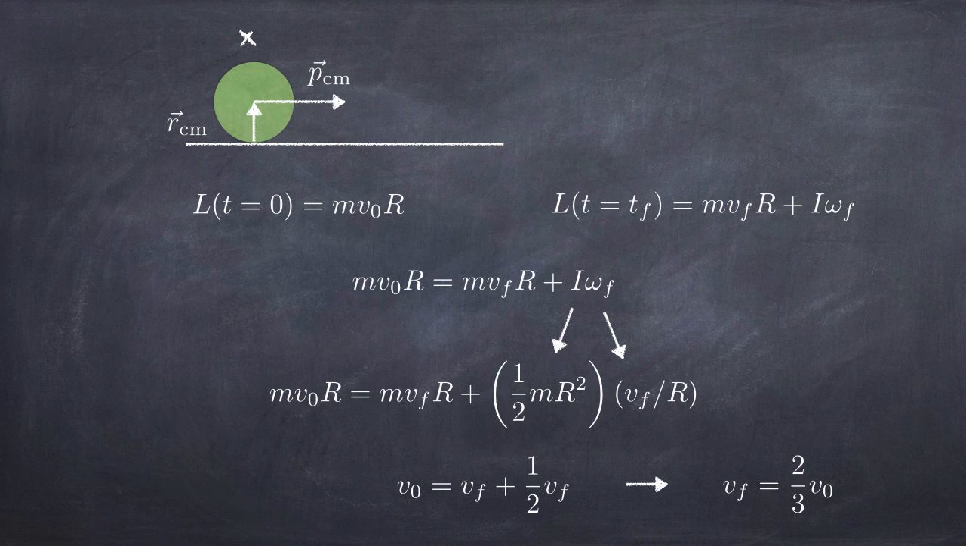So this problem turned into basically a two or three liner using the concept that the angular momentum had to be constant because the net torque about that particular point had to be 0. Very nice.